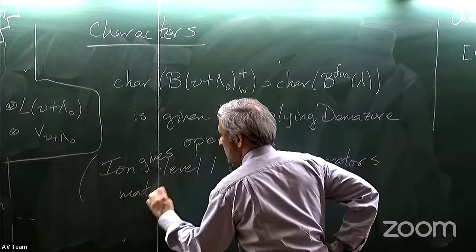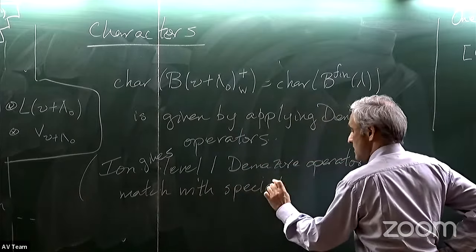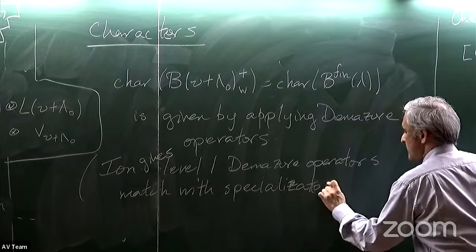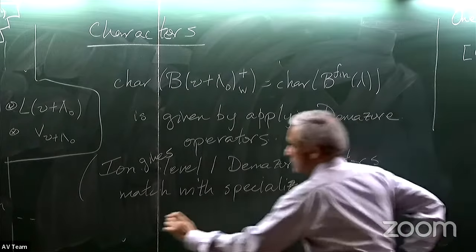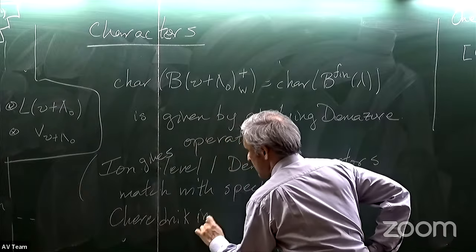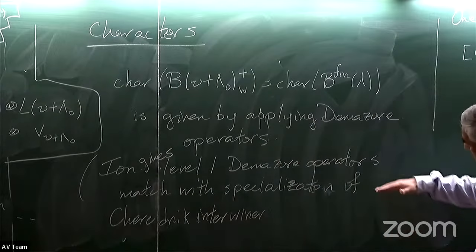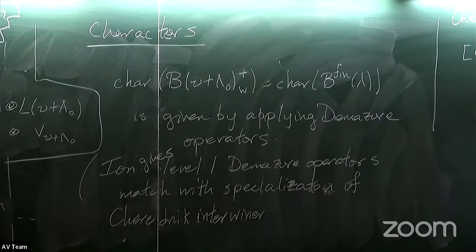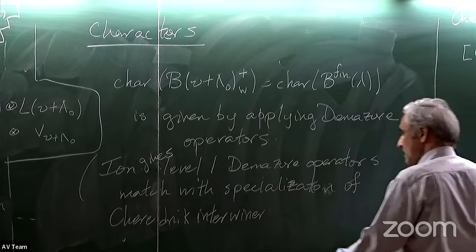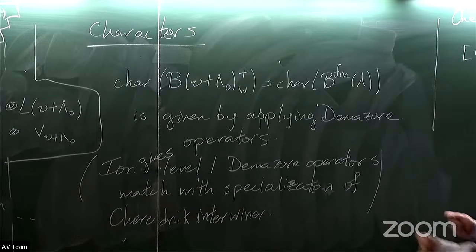match with a specialization of a Cherednik intertwiner on the polynomial representation. In this special case, when the Demazure operator is in level one, and you look at the polynomial representation intertwiner, then they match. And so it's a beautiful calculation, actually.